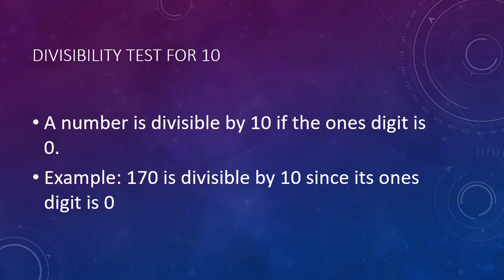Divisibility test for 10. A number is divisible by 10 if the ones digit is 0. Example, 170 is divisible by 10 since its ones digit is 0.